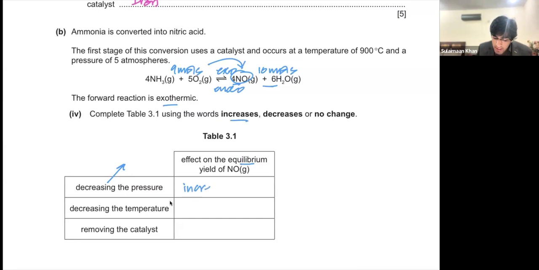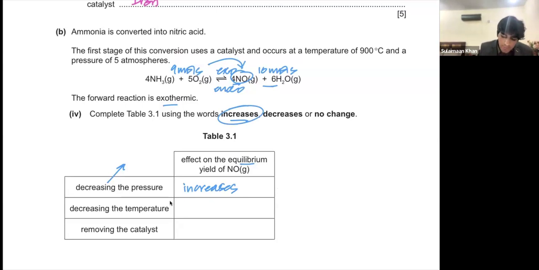अच्छा मजे की बात, should I write increase or should I write increases? Or should I write increases the amount of? No, he said just use the word increases, decreases or no change. तो अपने से टर्नेलिया नहीं मानी, increases लिख लें, बस खत्म.